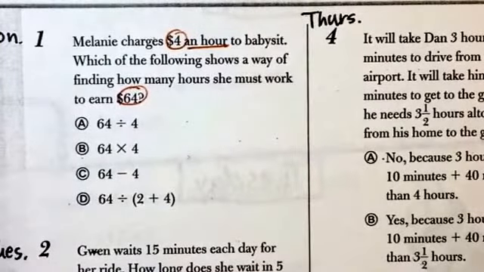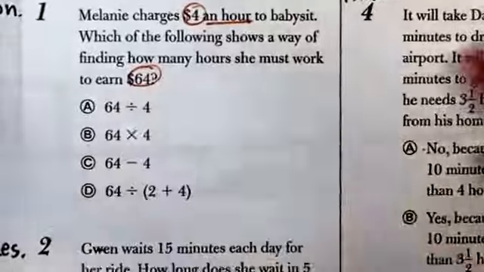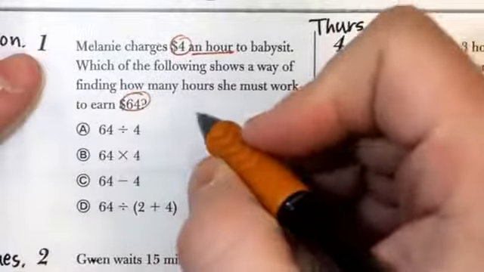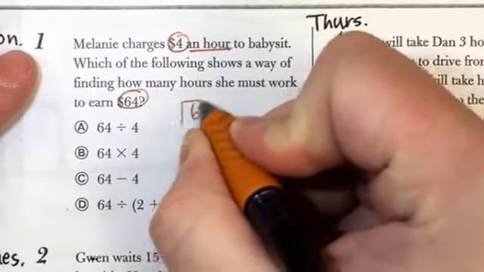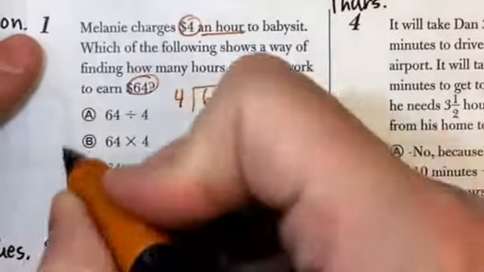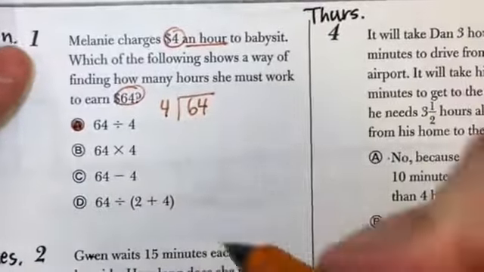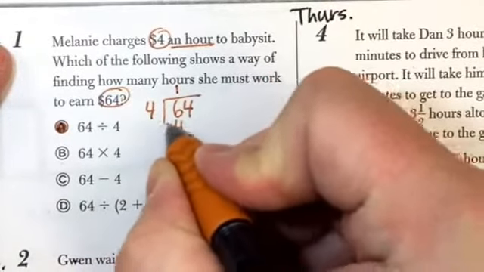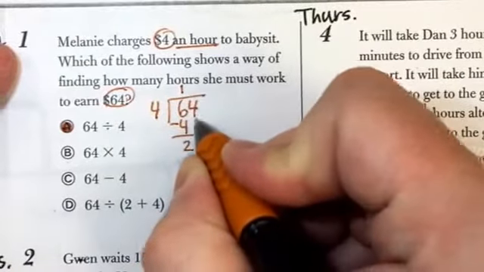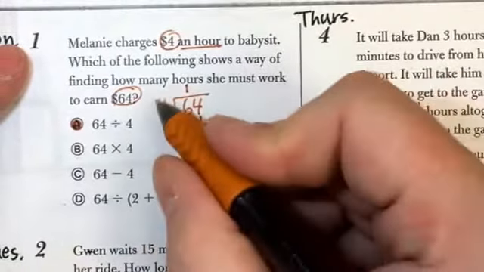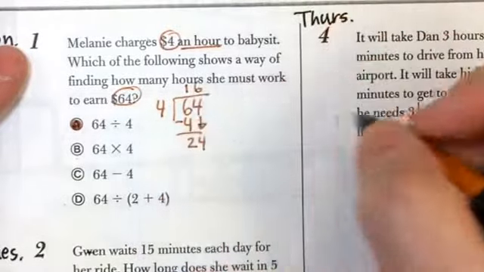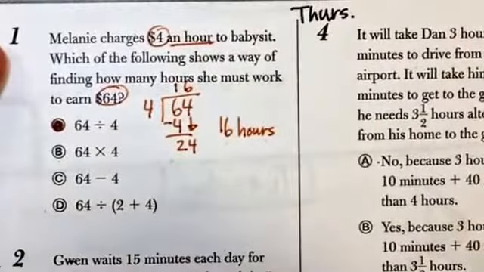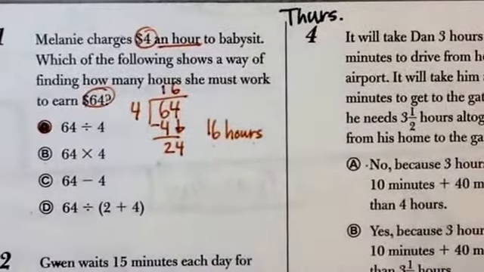So we know that if we want to figure out how much she must earn to earn $64, we're going to divide $64 by $4 to see how many hours that would take. So 64 divided by 4, and that would be A here. But I would like you to show your work as well. 4 goes into 6 one time. 1 times 4 is 4. 6 minus 4 is 2. Bring down that 4. 4 goes into 24 6 times, so it would take her 16 hours to earn $64. 16 hours.